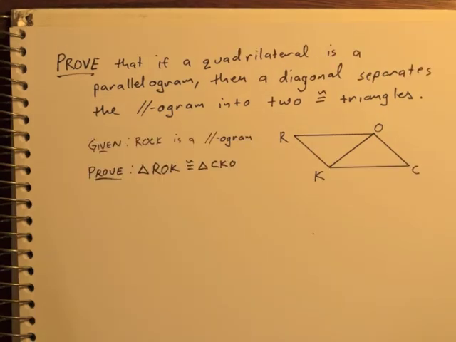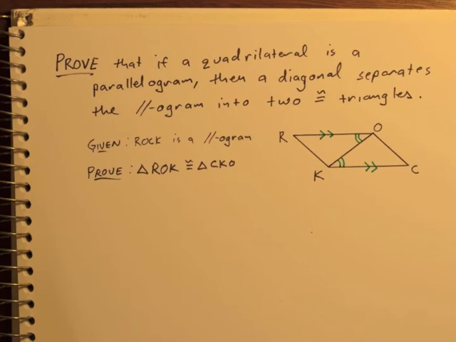Well, how do we prove anything about triangles? Is with side, side, side, side, angle, side, angle, and angle, angle, side. So we have a parallelogram. Parallelograms have 2 pairs of parallel opposite sides. So for example, RO is parallel to CK, which gives me that those 2 angles must be congruent. Likewise, the other pairs of sides are parallel, and so we've got another pair of congruent angles.